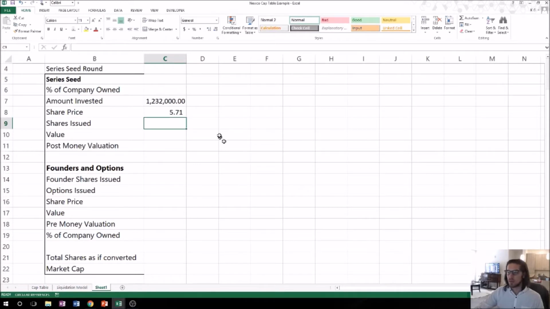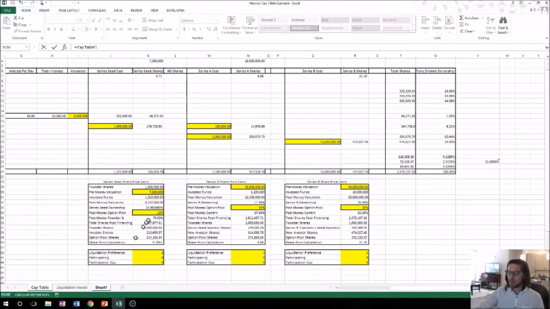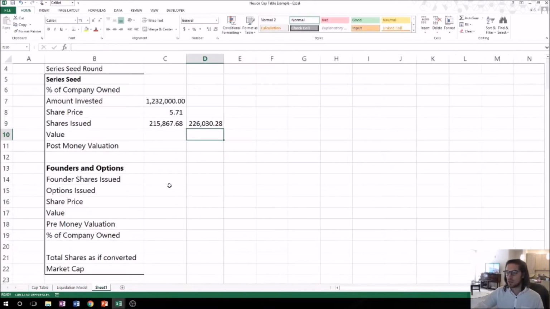And then shares issued is something else we're going to reference to the cap table. So we could say shares issued is 1.232 divided by 571, and that's 215,000 shares. However, if we reference the cap table number, it's 226,000 shares. The difference is the discount on the convertible note. So for this series seed round, since I know we have a convertible note converting in this round, I'm going to reference the cap table and not do the calculation right here. So I'm just going to move that over, and we know the shares issued.